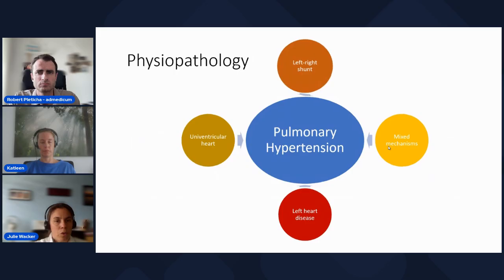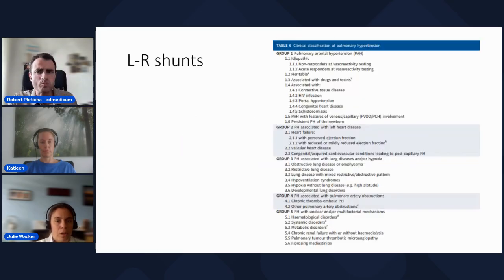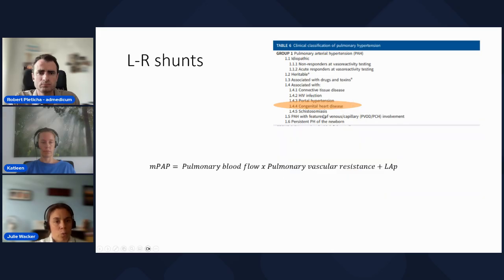Now we're going to talk about the left to right shunts. In a shunt, the blood always goes from where the pressure is higher to where the pressure is lower. When we talk about pulmonary hypertension associated with congenital heart disease, which is in group 1 of the classification, pulmonary arterial hypertension, we mainly refer to patients with a left to right shunt.